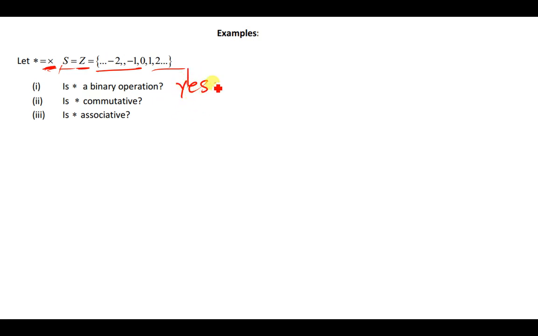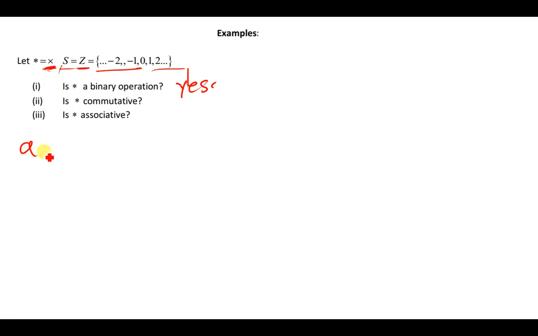Hence, star is a binary operation on the set of integers, sorry, not R. So the answer is yes. The other question is, is star commutative? So let us try to get a star.